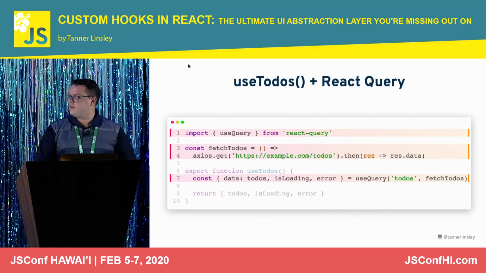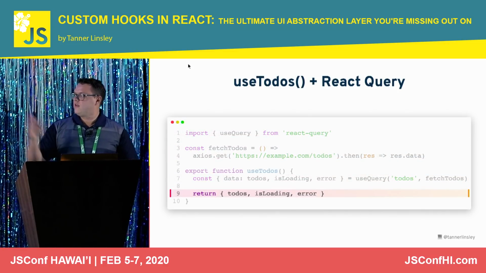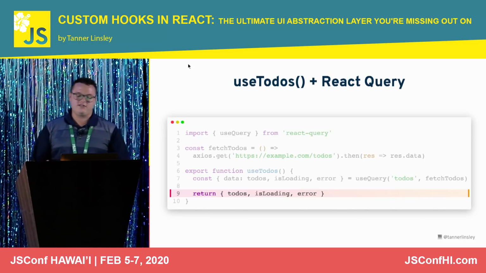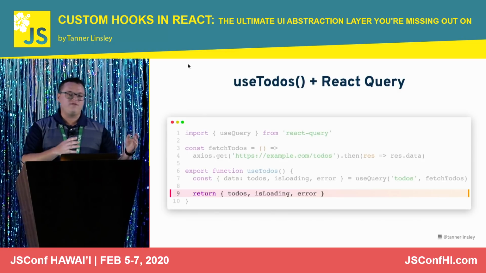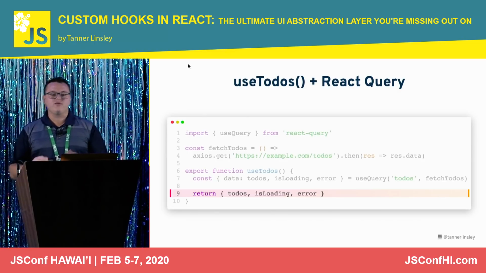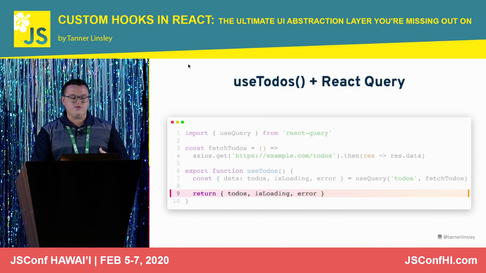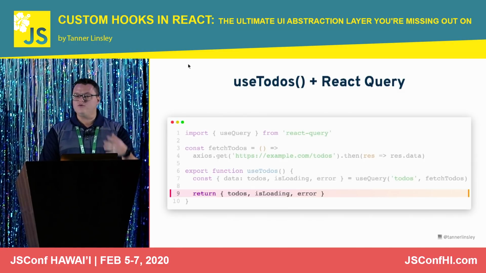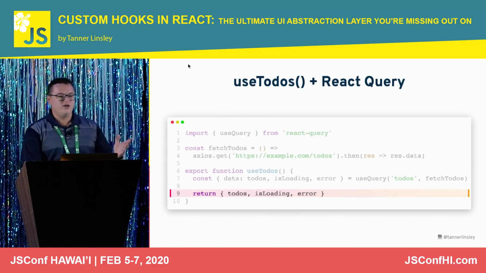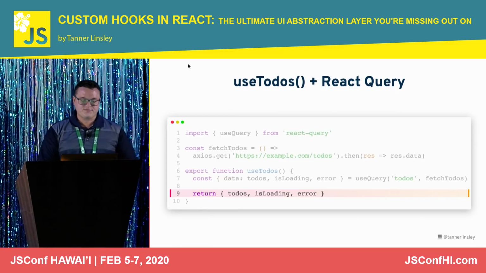And you'll notice that the really cool part is that our return signature is exactly the same. So we just moved from this weird, funky, promise-based way of fetching our data to something like React Query, and all of our components that use the use to-dos hook didn't have to change at all. It's just an implementation detail.